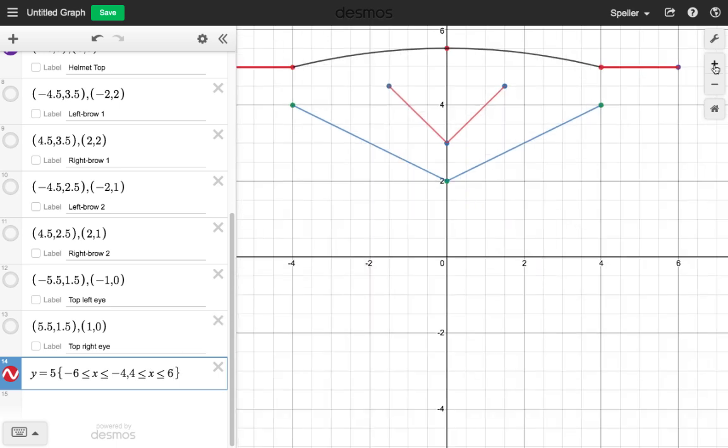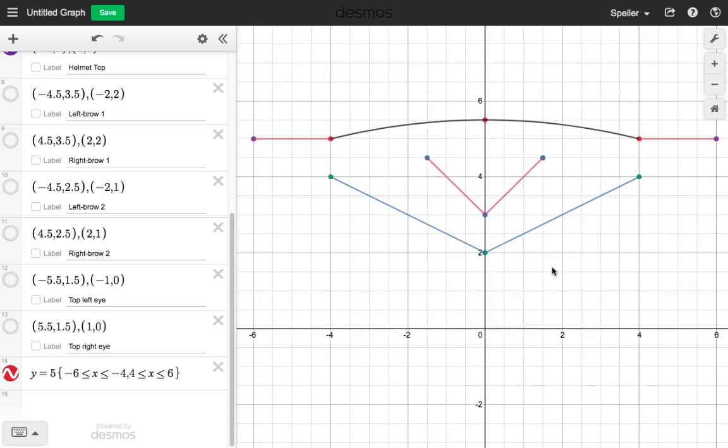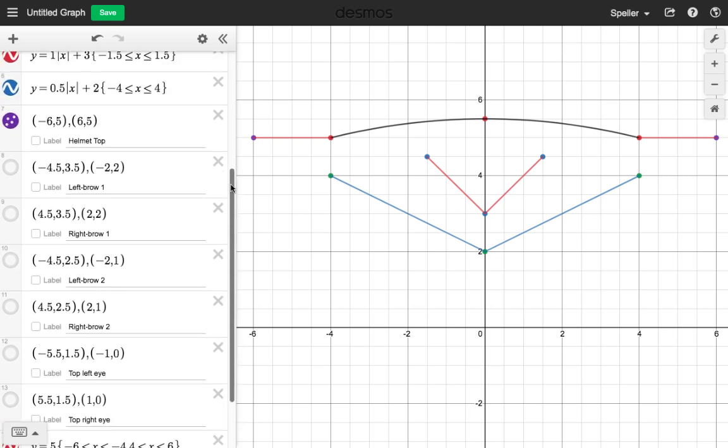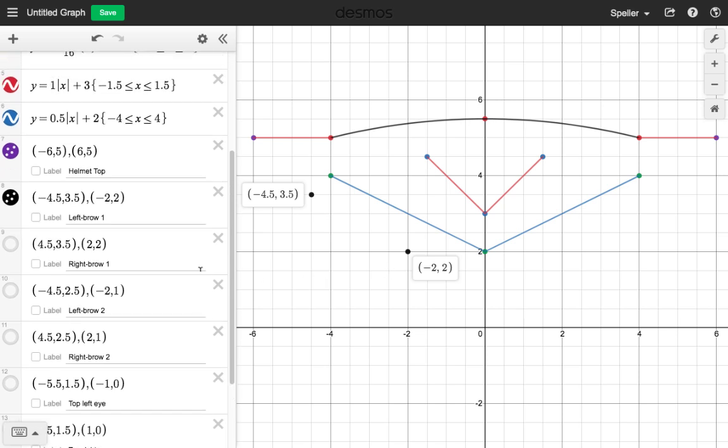Let's go ahead and zoom in a little bit so we can see that a little more closely. All right, next thing we want to do is turn on the next couple of points that we want to draw lines to. This here is what I'm calling left brow 1, the top left brow. So I want to go from the point negative 4.5, 3.5 to 2, negative 2.